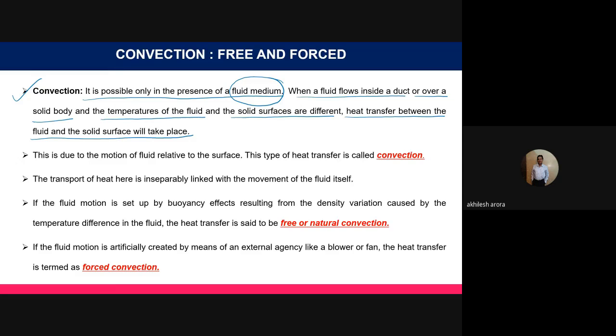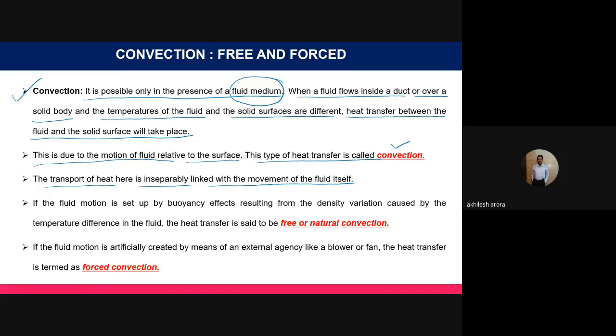When we study convection and the convection laws, you will see how this convection takes place. Basically, convection takes place between a solid surface and a fluid. The solid surface could be a wall, the wall of a home, and the fluid could be the surrounding air. That mode of heat transfer, when the air comes in contact with the solid wall and takes the heat from the wall, is convection. This is due to the motion of the fluid relative to the surface. This type of heat transfer is called convection. The transport of heat here is inseparably linked with the movement of the fluid itself.